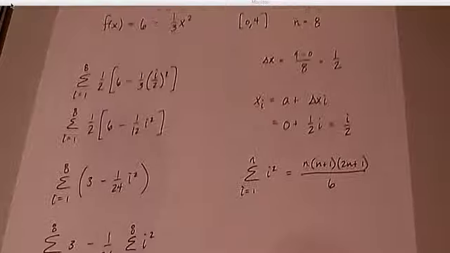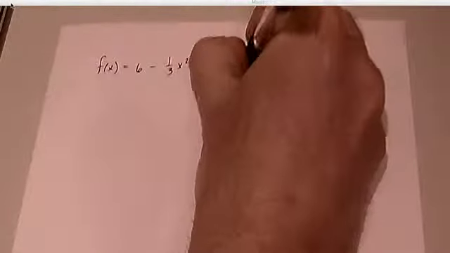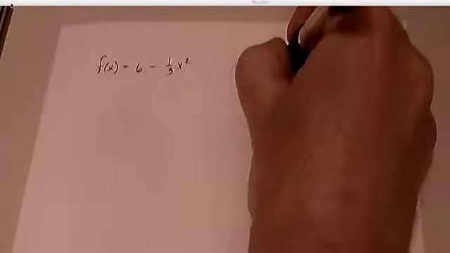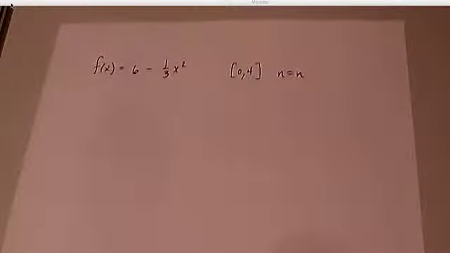Now, could I go through and do it for n is equal to 16? Well, I could. But why don't I try to do it for n is equal to n? Okay, so let's get the general idea of f of x is equal to 6 minus 1/3 x squared. I'm going from 0 to 4, and let's do it for n is equal to n. What's going to happen is at the end, I'm not going to get 14. I'm not going to get 15.5.